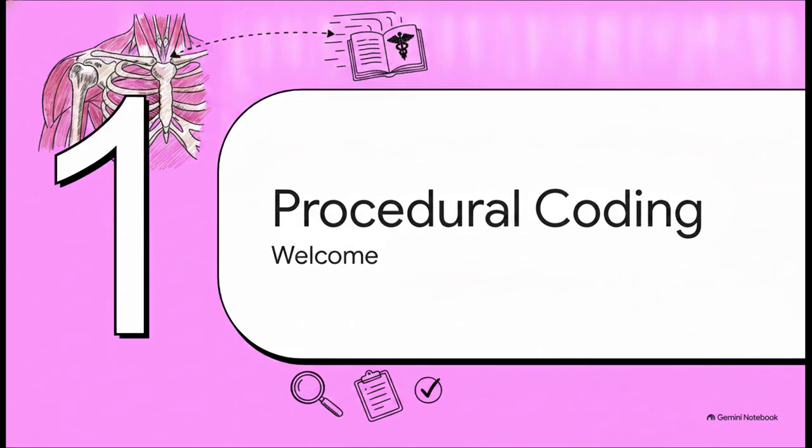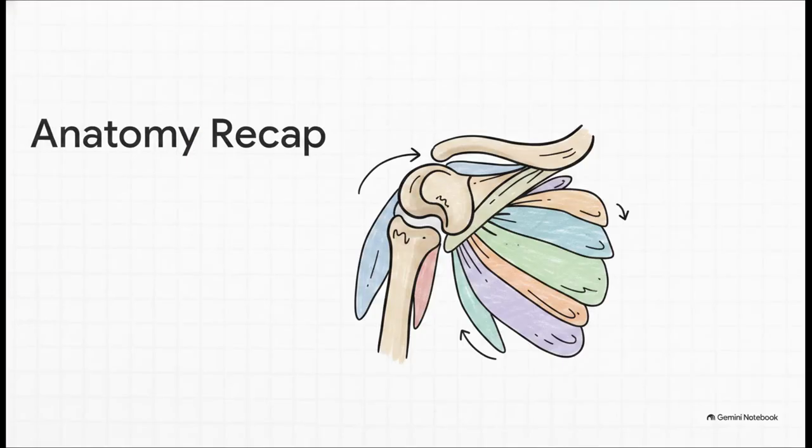But first, let's ground ourselves, because as we all know, you literally cannot code what you don't anatomically understand. In parts 1 through 3, we mapped out the intersecting bones, the 4 distinct joints, especially that glenohumeral joint, and of course the 4 SITS muscles of the rotator cuff. Just keep this anatomical blueprint in the back of your mind. It's going to be your absolute best friend when you're trying to decipher a surgeon's complex operative report.